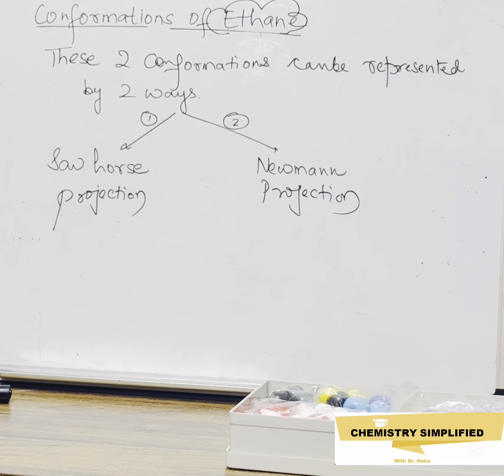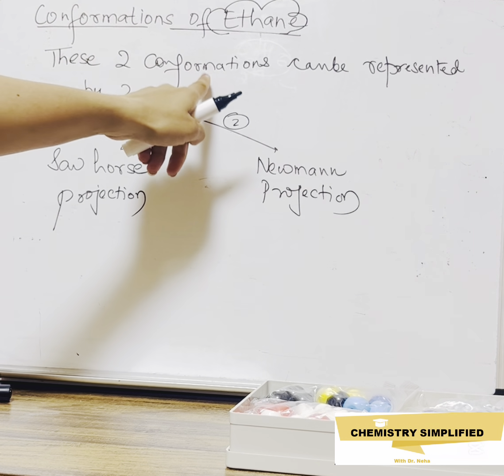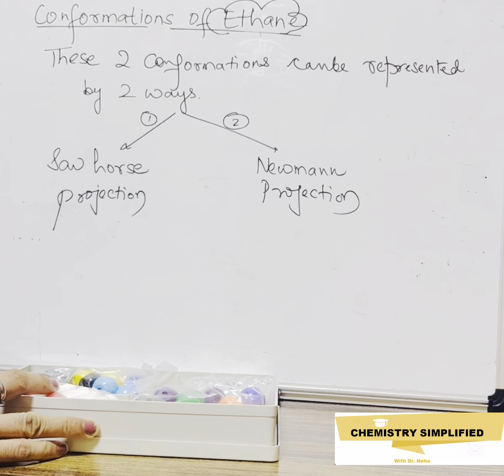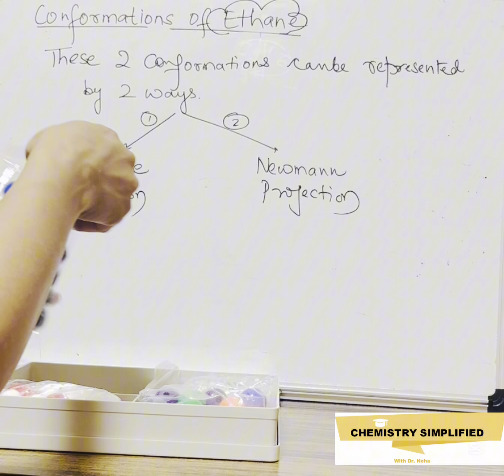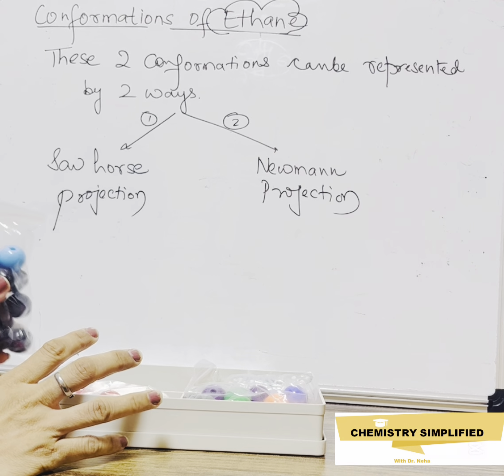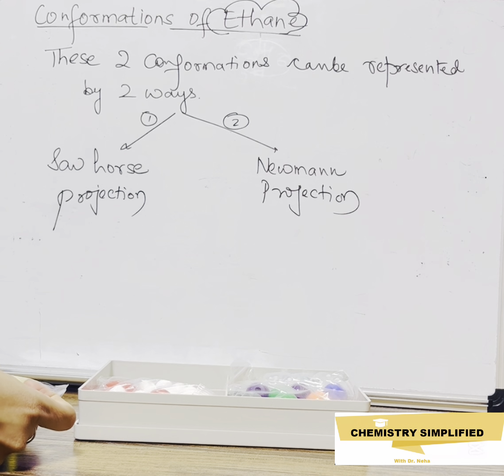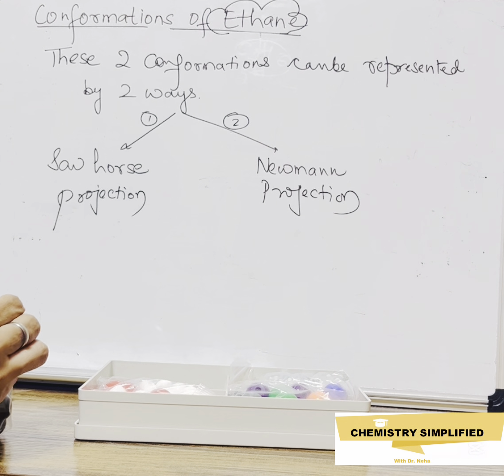Okay. So by using Sawhorse projection and Newman projection, we can represent conformation of ethane. Now, to explain Newman projection, I am going to make the model, and by making the model, it will be very easy for you to understand. So we know that carbon is black in color, so I am going to use a bead which is black in color. Let's take out the black bead.